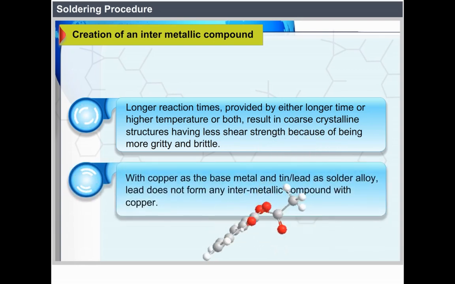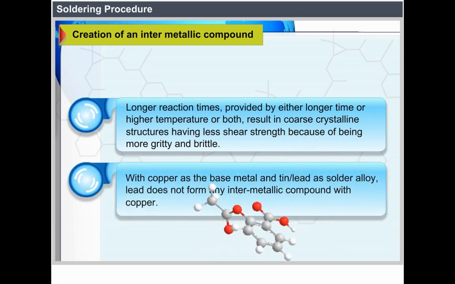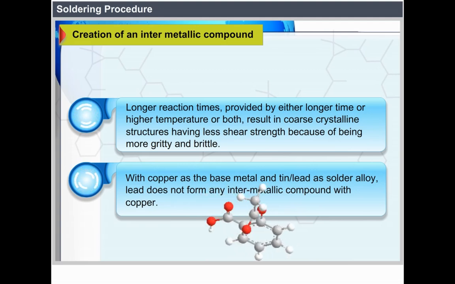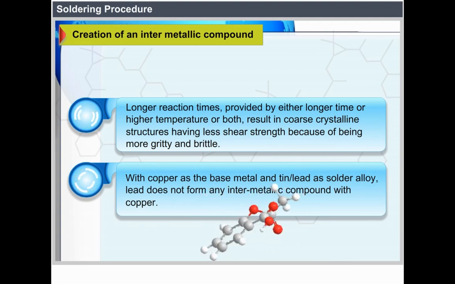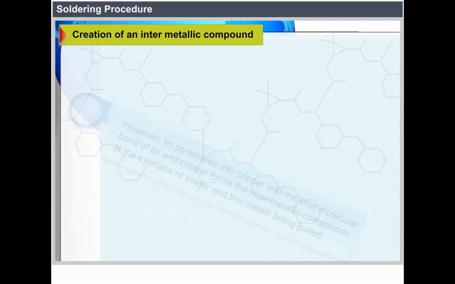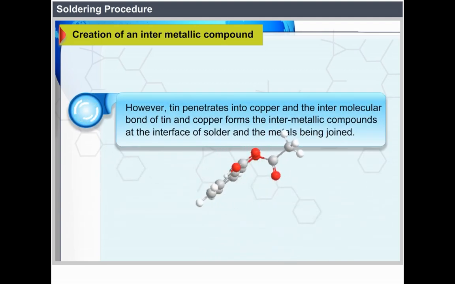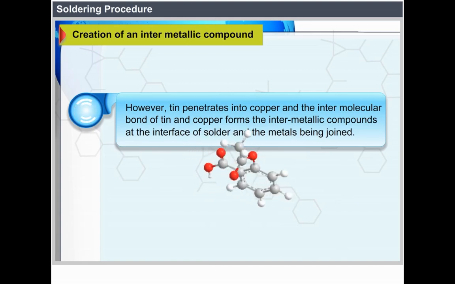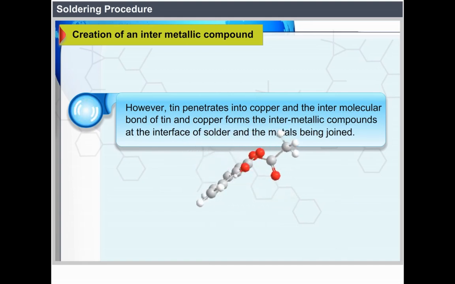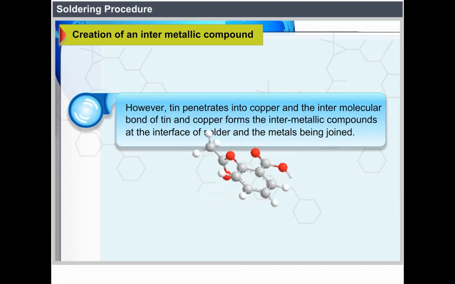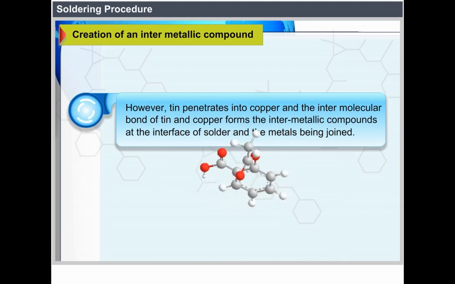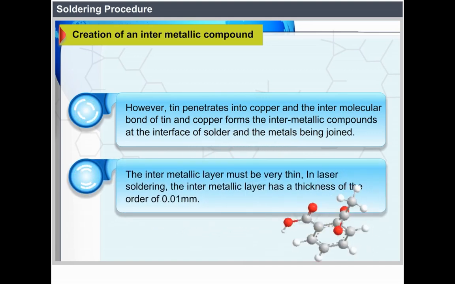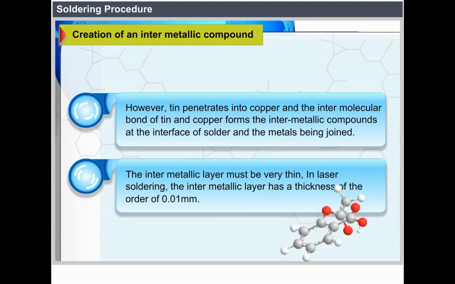With copper as the base metal and tin or lead as solder alloy, lead does not form any intermetallic compound with copper. However, tin penetrates into copper, and the intermolecular bond of tin and copper forms the intermetallic compounds at the interface of solder and the metals being joined. The intermetallic layer must be very thin.